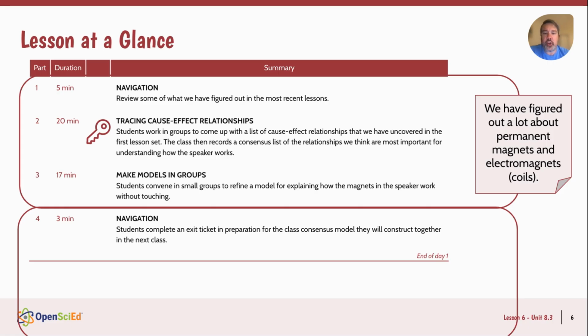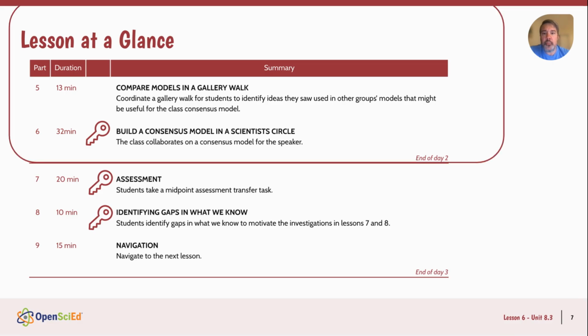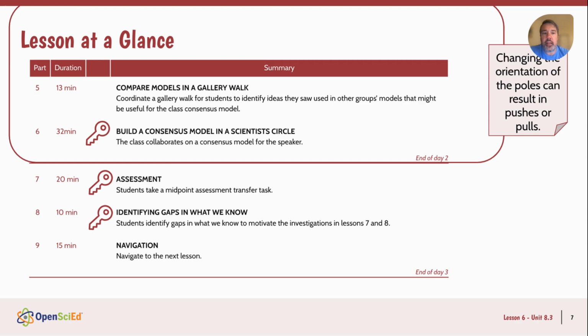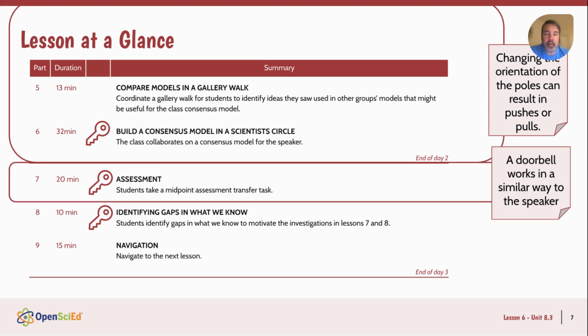And so the next chunk is going to happen at the end of day 1 and lead us into day 2. That's where we're going to compare our models in a gallery walk, and then we're going to come together and put everything that we figured out into a consensus model in our scientist circle. And then on day 3, we're going to have that assessment, and then we're going to have some time to identify some of the gaps in what we have figured out about the speaker.